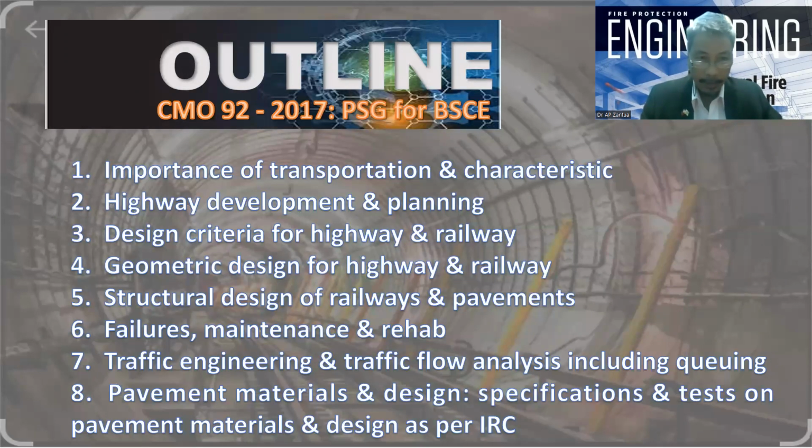So, our course outline for the whole semester, according to CMO 92, 2017: number 1, we have to discuss the importance of transportation and its characteristics. Number 2, highway development and planning, the process and procedure, how they are being applied in practice. Number 3, design criteria for highway and railway system. And number 4, geometric design for highway and railways.